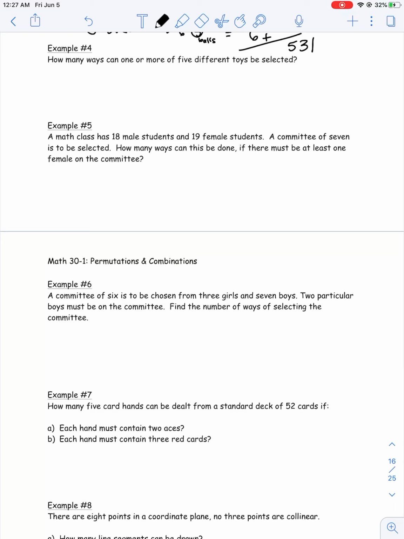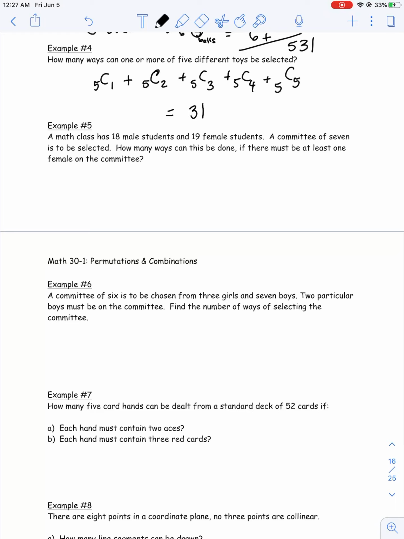Example number 4, how many ways can one or more of 5 different toys be selected? So we could have selected 1 toy. So from 5 toys, we'll select 1. Or from 5 toys, we'll select 2. From 5 toys, we'll select 3. And from 5 toys, we'll select 4. And then from 5 toys, we can select all of them. So once we add up all these answers, you should get 31.